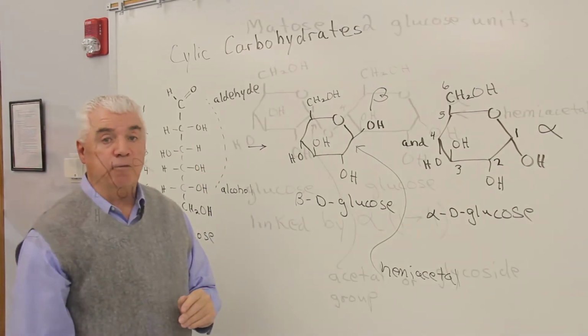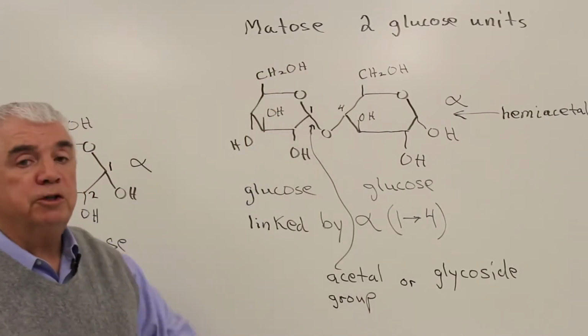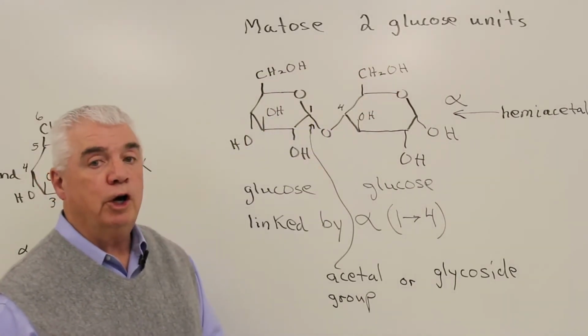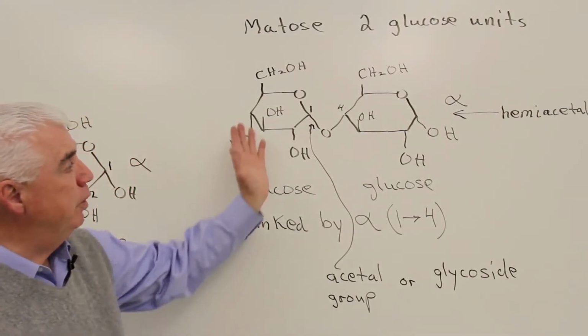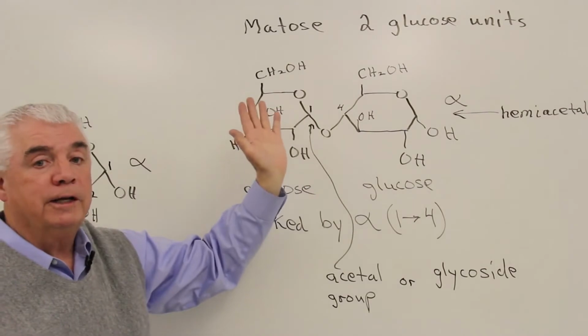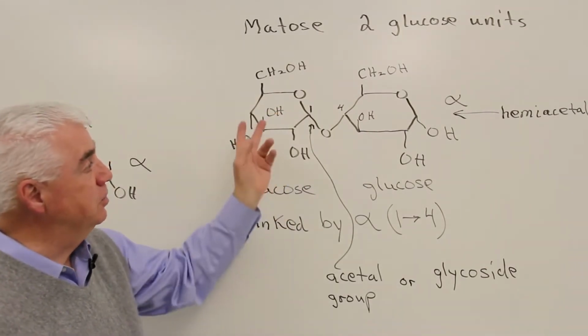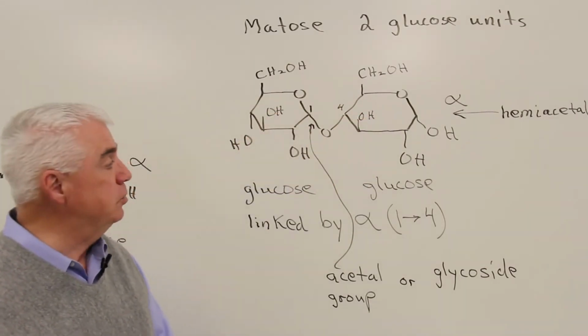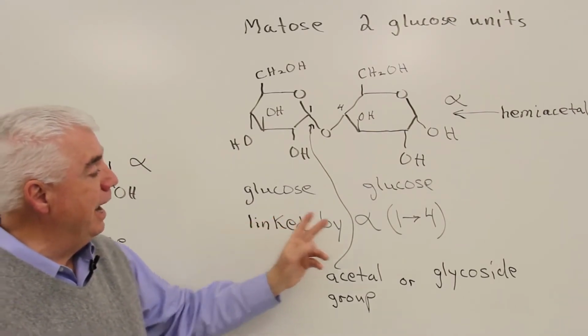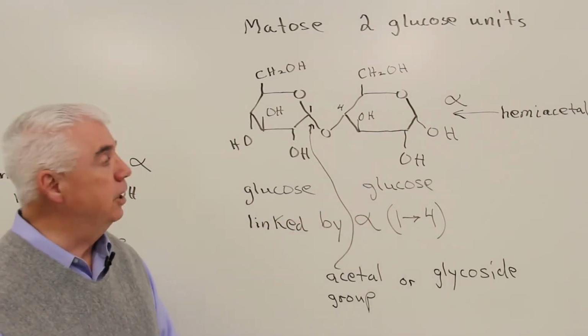Let's look at a disaccharide. Maltose is malt sugar. It's comprised of 2 glucose units. And again, we don't expect you to memorize the structure of maltose to be able to draw it. But what we'd like you to know is that it's a glucose linked to a glucose, and in a specific way. They're linked by an alpha 1 to 4 linkage.